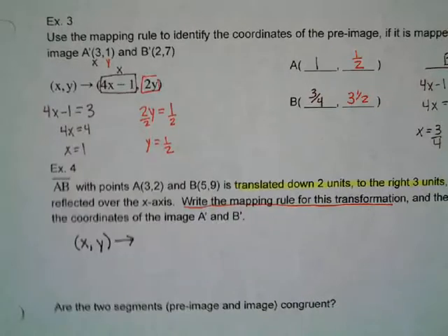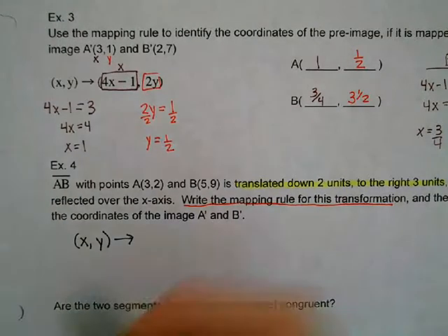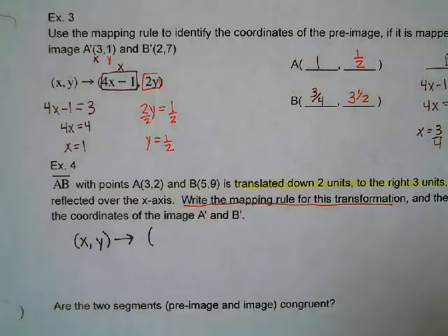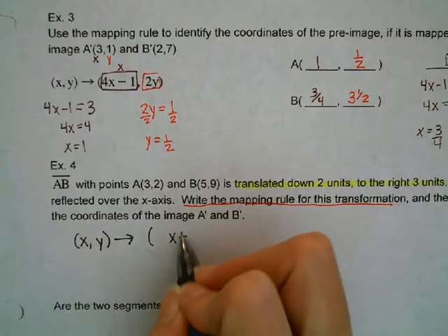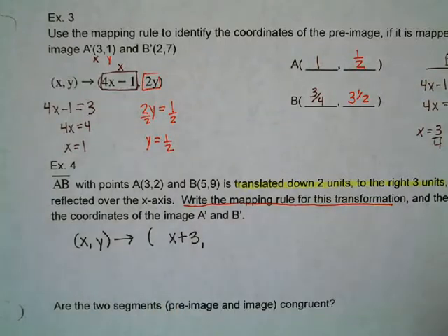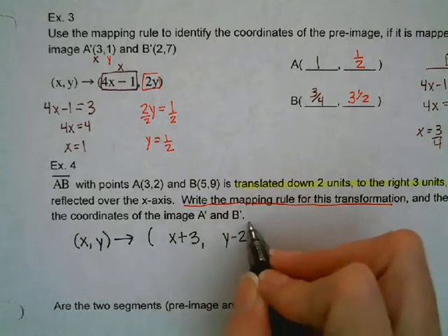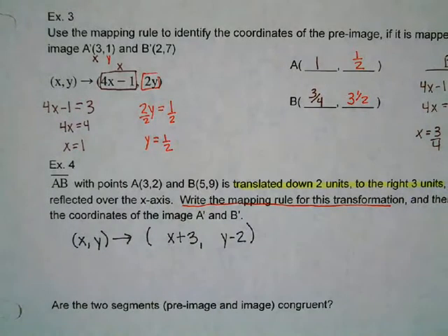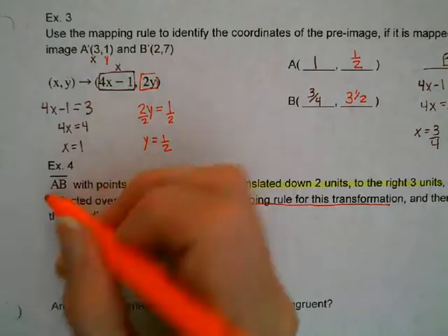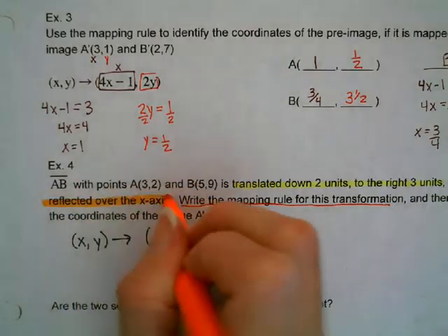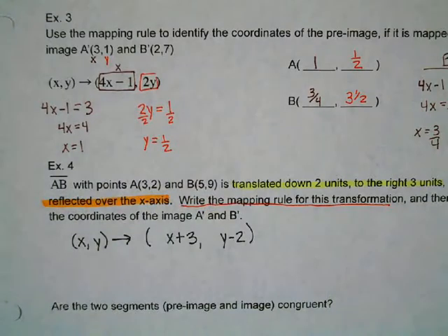When you write a rule, you always start off with x comma y and then the arrow to show I'm changing the x and the y. And I'm going to leave some space here because I don't know what else is going to go in here, but right 3 would be x plus 3, and down 2 would be y minus 2. Okay, let's see if there's anything that needs to go in front of that.